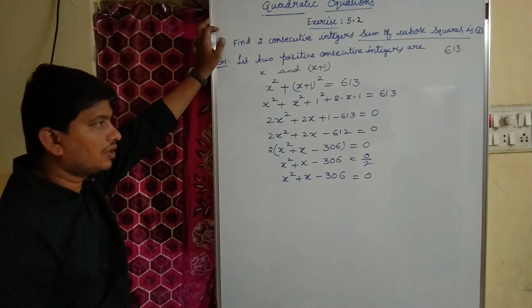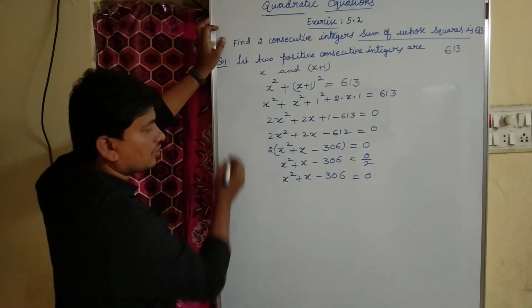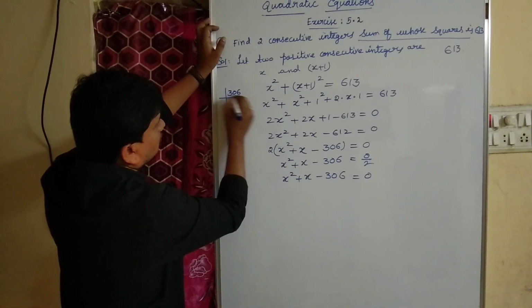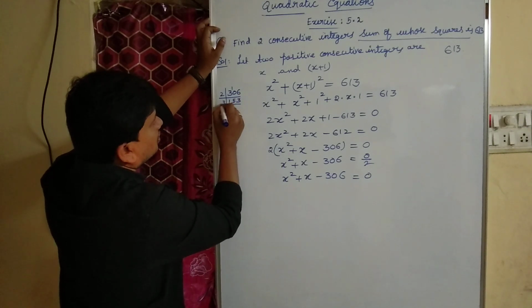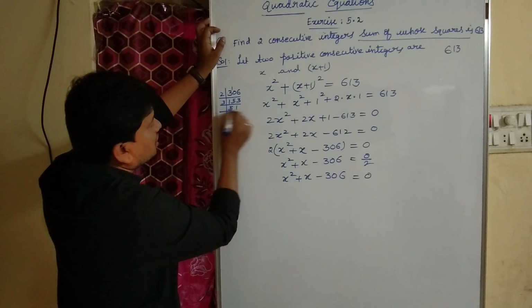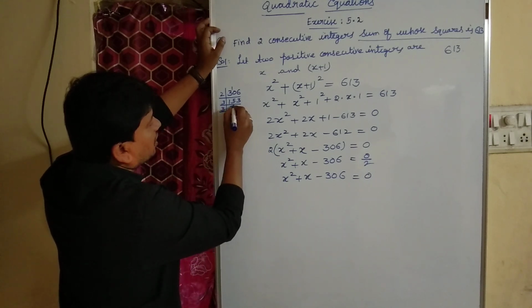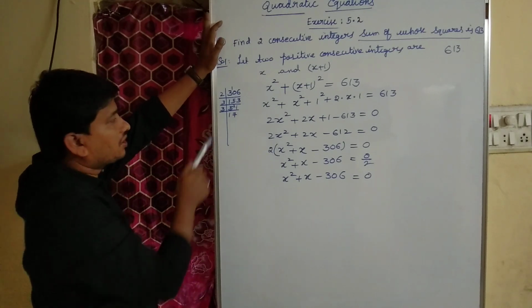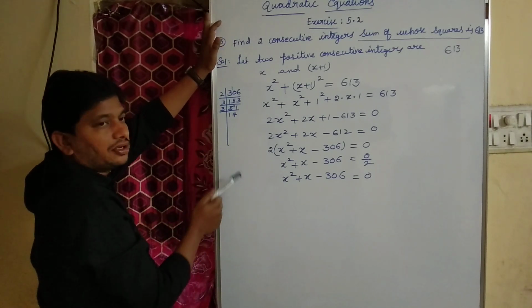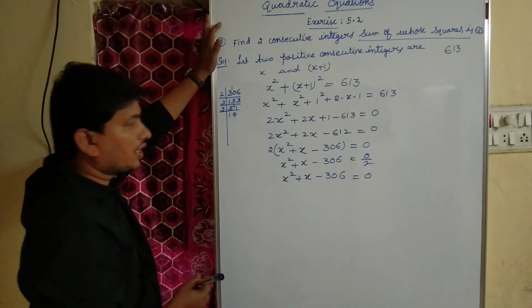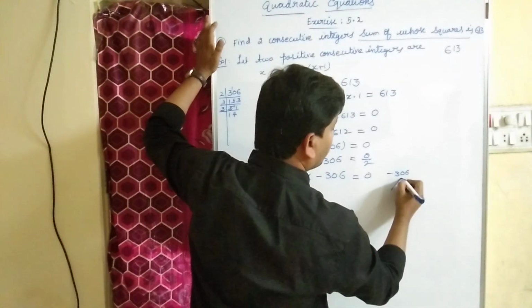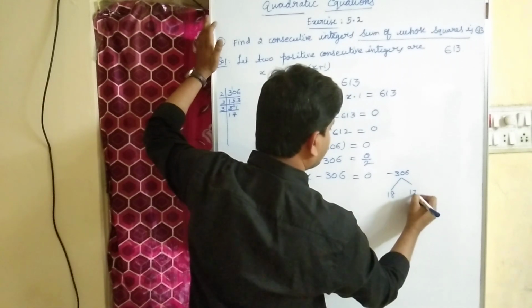Okay, children. Now let us find the possible factors for 306. 2 1s are 2, 2 5s are 10, 3 3s are 9, 9 2s are 18. So I mean 18 and 17, children. 18 into 17. Okay. So the factors of 306 are 18 and 17.